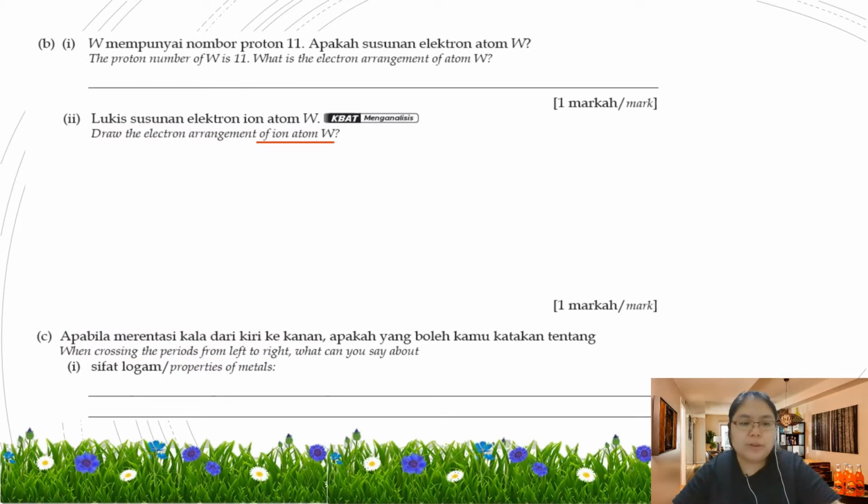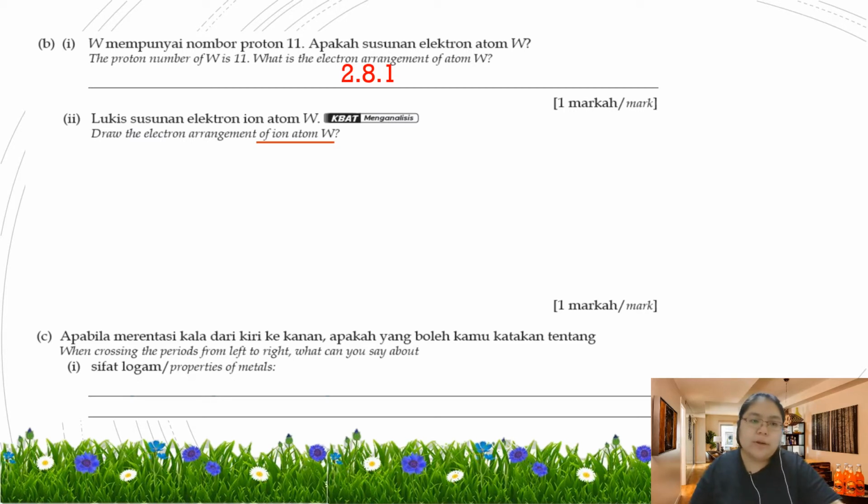Then we go to question B. The proton number of W is 11. So what is the electron arrangement of atom W? Arrangement means you need to write something like 2.8.1. From 11, the first shell can hold 2 electrons, the second shell can hold 8. So 2 and 8 already make 10, so you have one more electron, which goes in the third shell. So the answer should be 2.8.1.